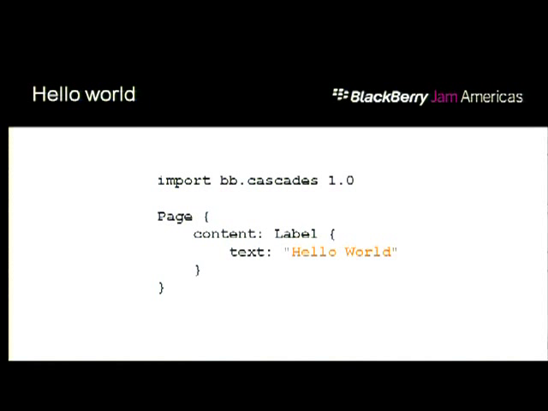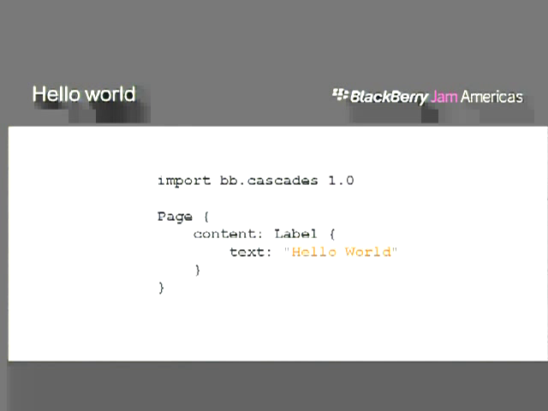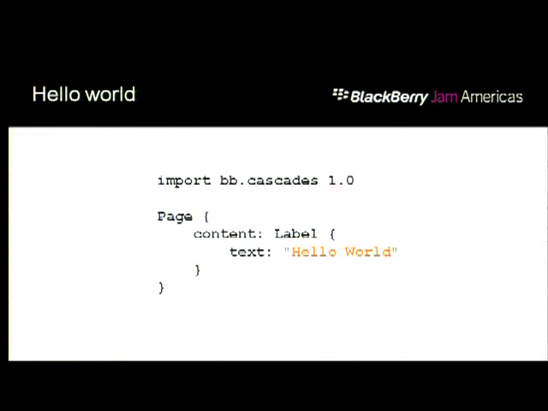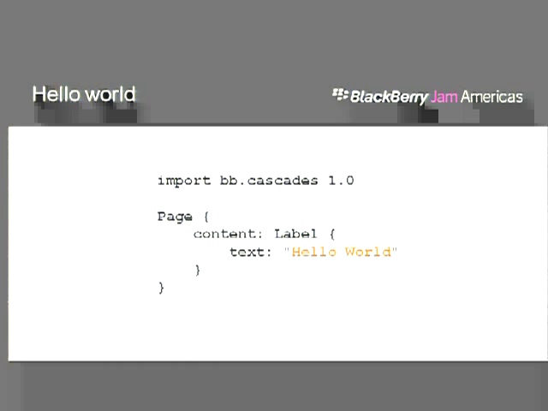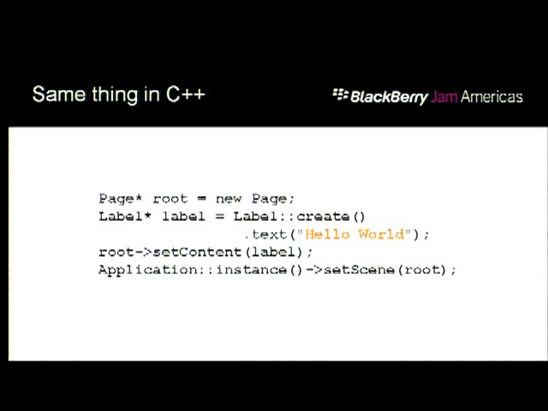At first, you import the Cascades library. You add a control that is a page, which contains the whole page that you're showing. And for the content of the page, we add another control, which is a label with the hello world text. This is pretty understandable, right? And if you want to do it in C++, it's not very hard either.